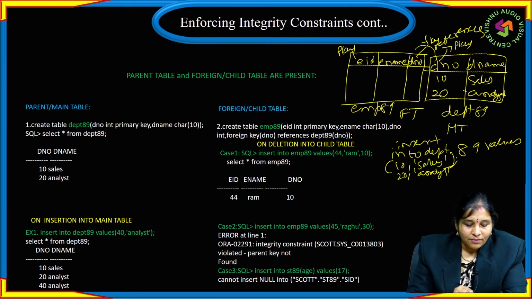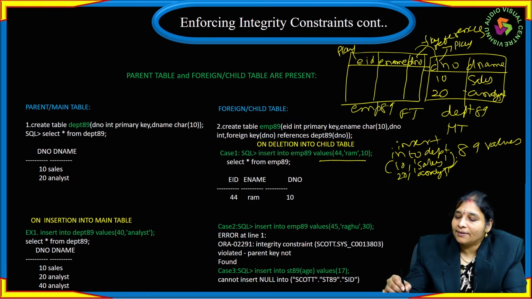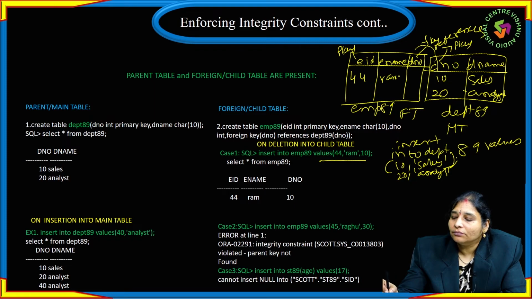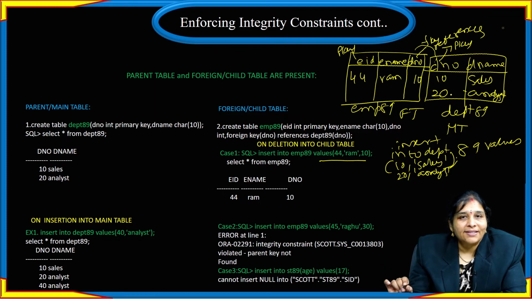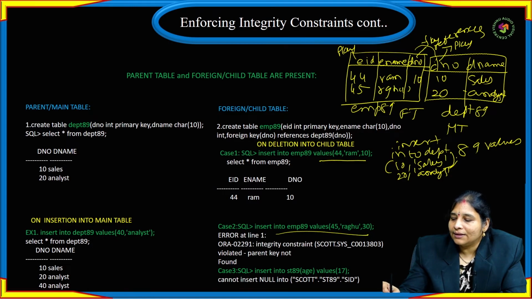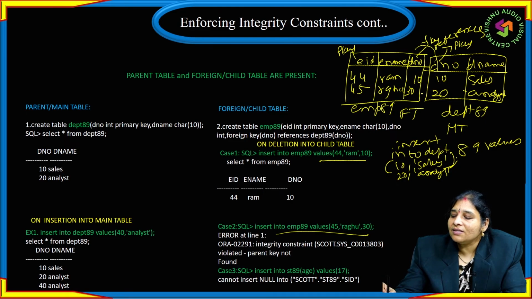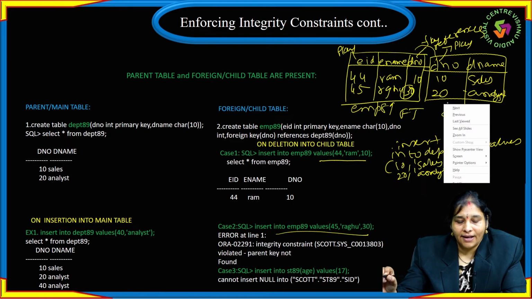And in the child table, I try to insert into employee 89 values 44, RAM, 10. This 10 already exists, so there is no violation. Now insert into employee 89 values 45, Raghu, 30. When I try to insert this value, I see that it gives integrity constraint violated. Why? Because department 30 does not exist in my parent table.